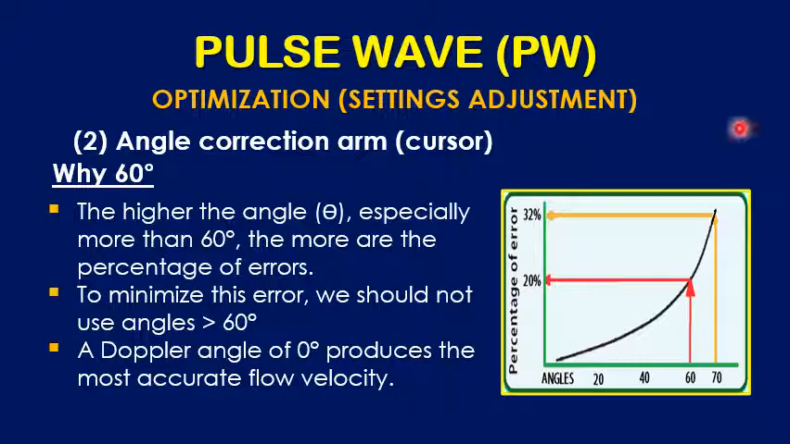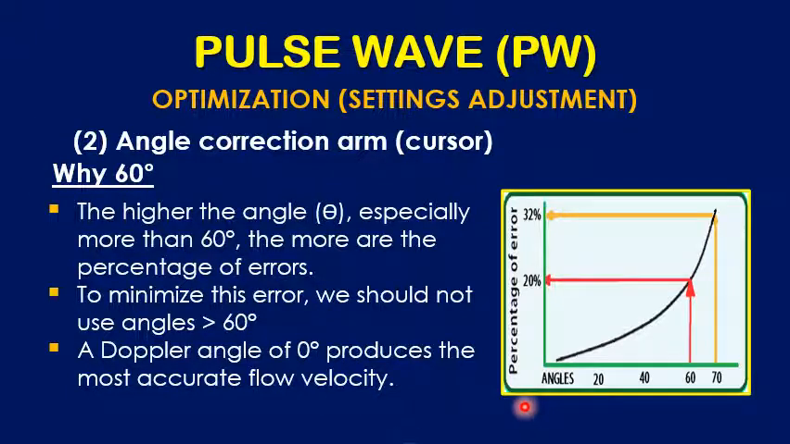Somebody will say, okay, you keep telling 60 degrees, 60 degrees, 60 degrees. Why? At 60 degrees or less, this is the best or the most accurate measurement. Because if I change the angle to more than 60, the chances of errors are higher than the chances of errors at angles lower than 60.